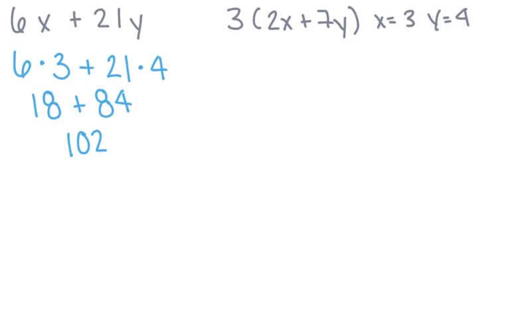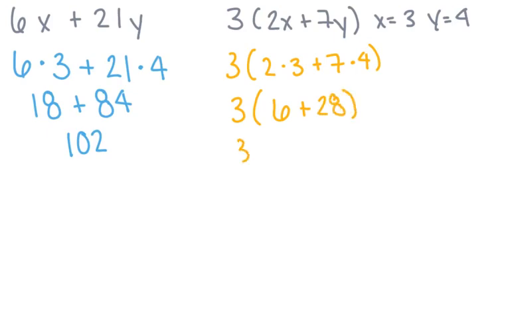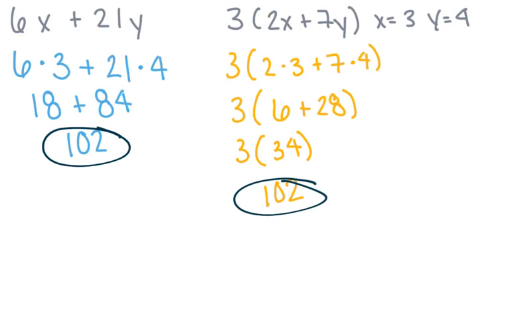Now let's solve the other expression. So we're going to have 2 times 3 plus 7 times 4. So 3 and then 6 plus 28. 3 times 34, which gives you 102. And looky there. These two answers, they match. So these expressions are equivalent. One takes 3 steps, the other takes 4 steps, but either way, you're going to get the exact same answer. So these expressions are equivalent.